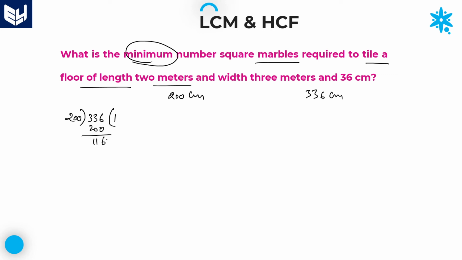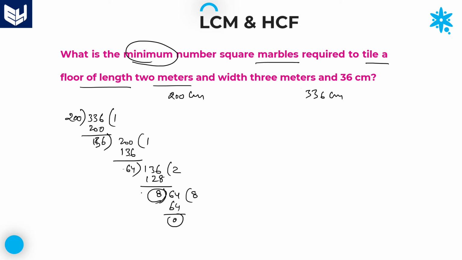Here you get the remainder 136. Again divide the previous divisor by this remainder. 1 time 136, remainder 64. Again previous divisor, here it is 2 times 128. Remainder is 8. Divide the previous divisor 64 by this 8. 8 eights are 64, remainder 0. Now the HCF of those two numbers is 8. It means the length of each marble is 8 centimeters.